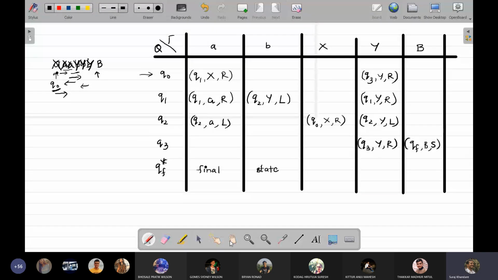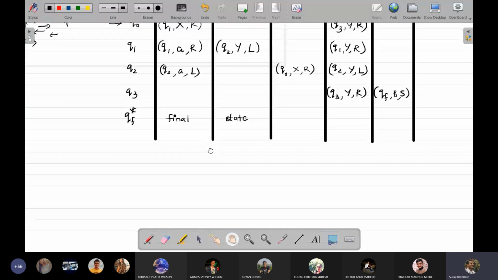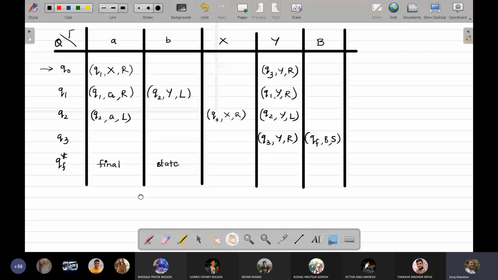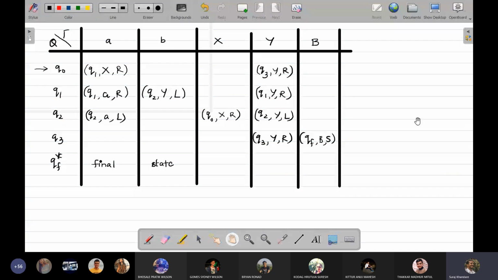Now we need to understand how to make a transition diagram for this problem. So this table we will keep in front of us to make the transition diagram.